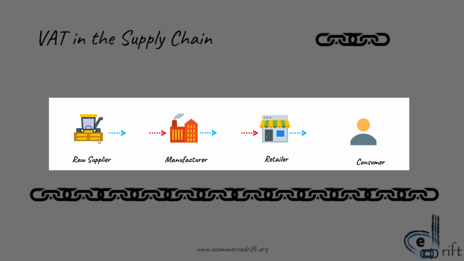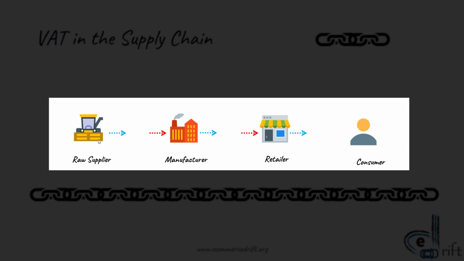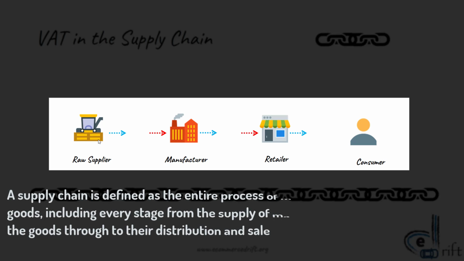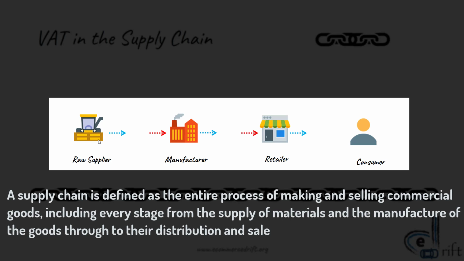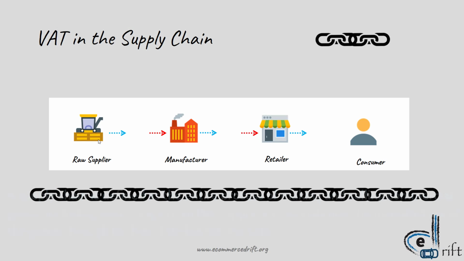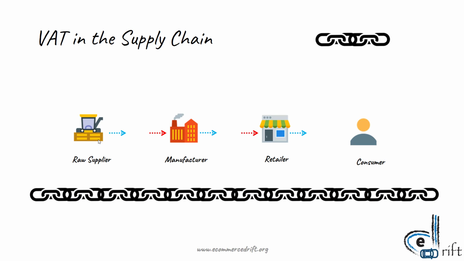On your screen, you see a supply chain, an example of it, to be really honest. Supply chain is defined as the entire process of making and selling commercial goods, including every stage from the supply of materials and the manufacturing of the goods through to their distribution and sale. This was a Wikipedia definition that I was reading via mobile. Basically, it's the entire process from the raw material, to the manufacturing, to the distribution, to the retail stores, and eventually to the end consumer. The supply chain, the chain of supply. That's what a supply chain is.